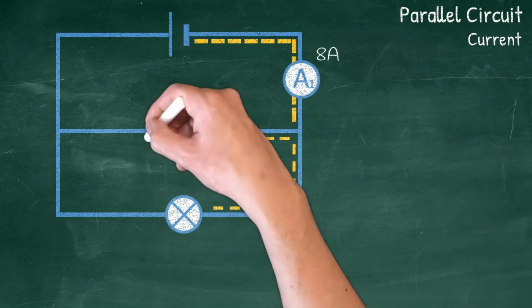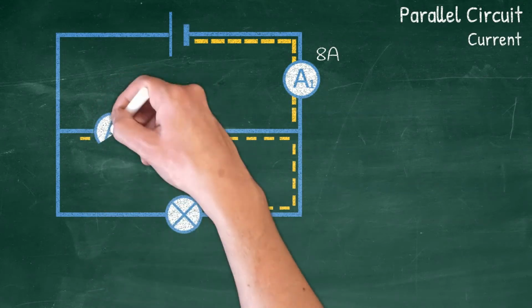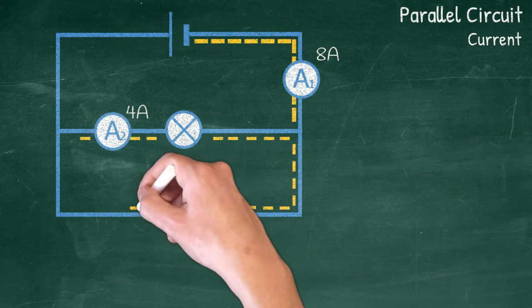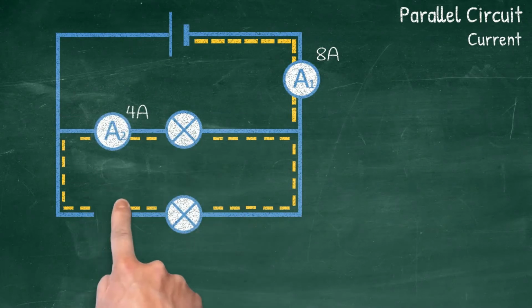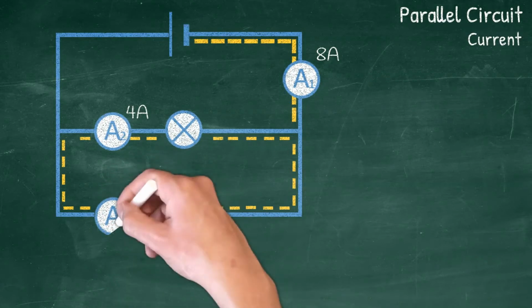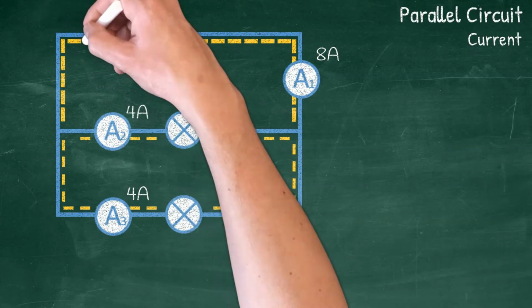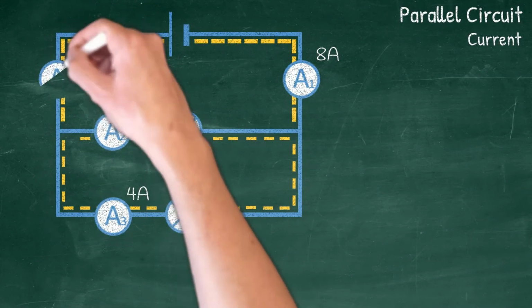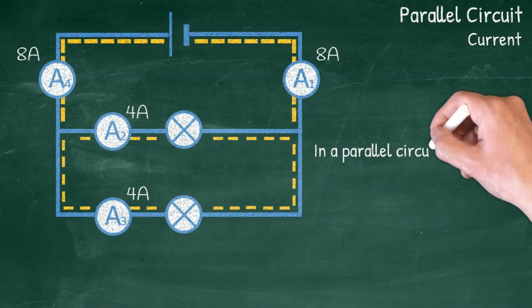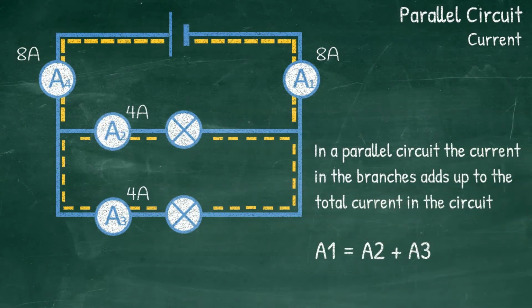Therefore, if the current here is 8 amps and the bulbs are identical, then it will divide into 4 amps here and an identical current of 4 amps here. The current will then rejoin to get back to the original current of 8 amps. So the rule in parallel circuits is that the current in the branches adds up to the total current. Or put more simply, ammeter 1 is the sum of ammeter 2 plus ammeter 3.